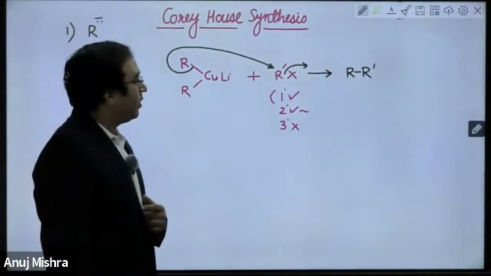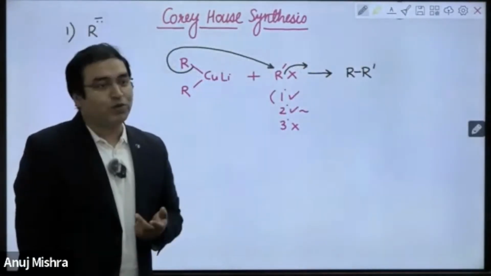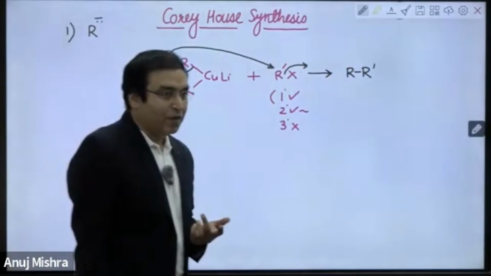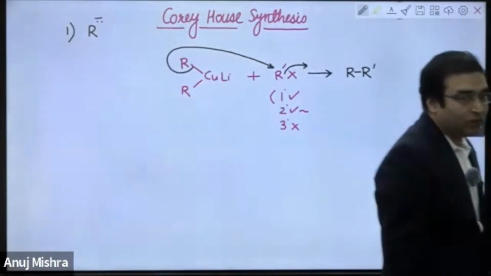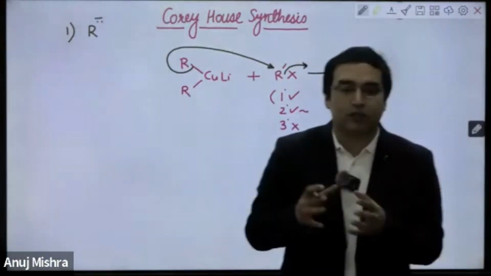अब यहाँ पे खास बात क्या हो गई? R'. You are the one who is going to choose R. You are the one who's going to choose R'. All power to you. Everything you are going to decide. Is it clear? So let's say, for example, you want to connect CH3 on CH2, CH3.